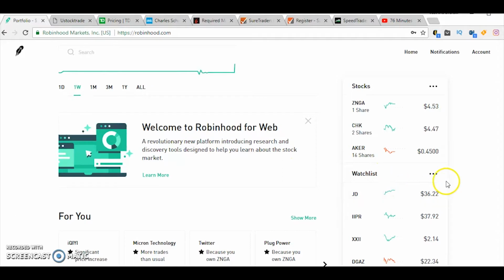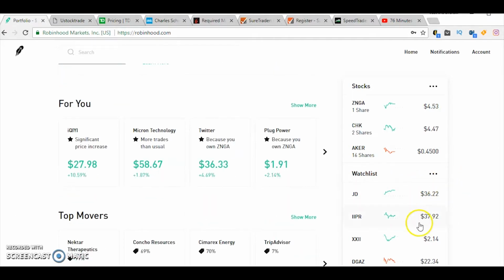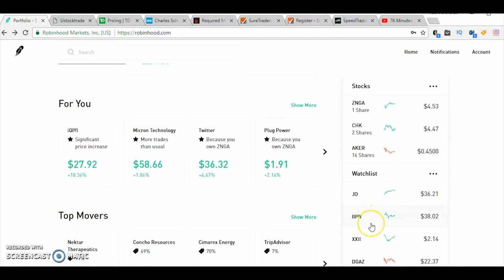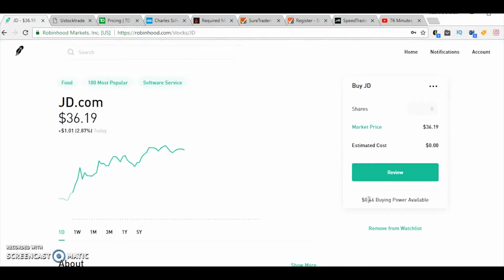Right here is your watch list. Now these are stocks that you currently want to keep a monitor on, and they keep it here in a nice little list for you. And you can add and remove stocks as you want. So say we go to the first one here, JD. Click on it and it says remove from watch list, or you can add to watch list. Just like that.